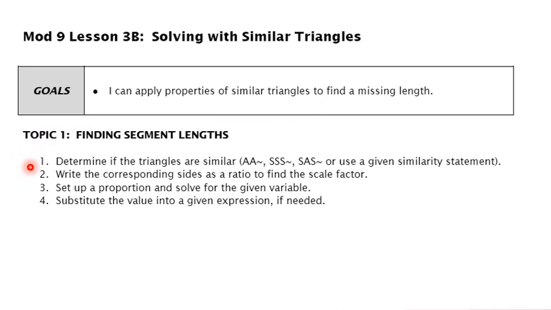So first we have to determine if the triangles are similar, using either one of the postulates or they give us a statement. We're going to write the corresponding sides as a ratio to find the scale factor. And then we're going to set up a proportion and solve, and then substitute back in if we need a given length for the triangle.